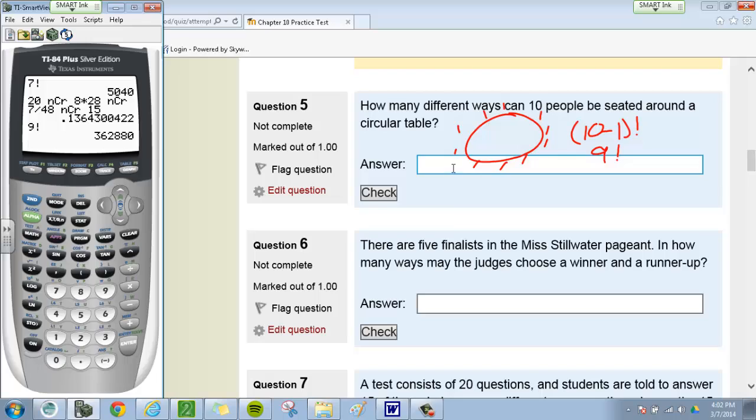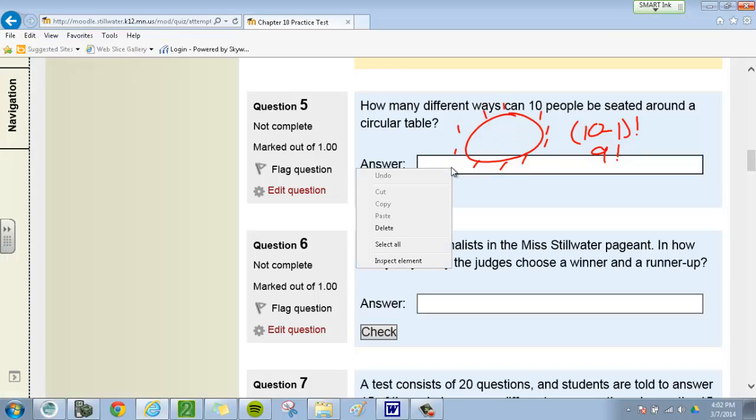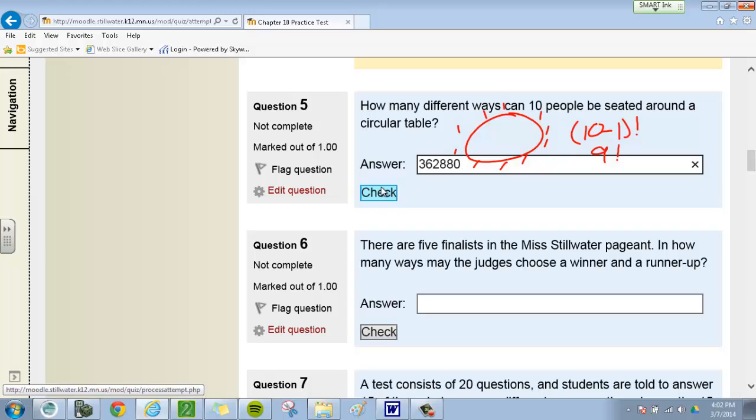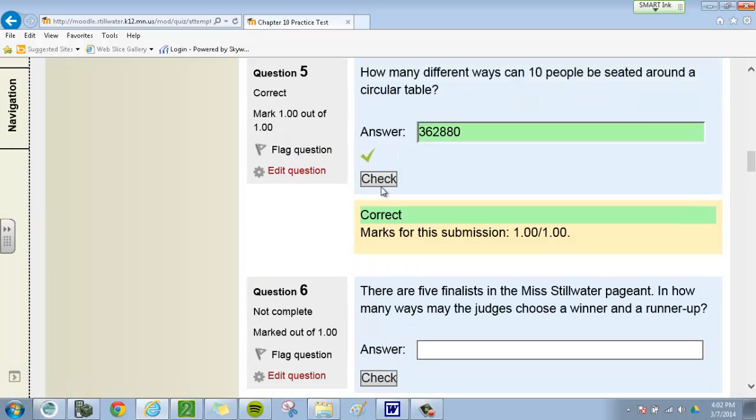362880. 362880. 36. What am I doing wrong? Yeah, there we go. 362880. Okay. I put that in right? I hope so. Got it. Okay. Moving on to this one.